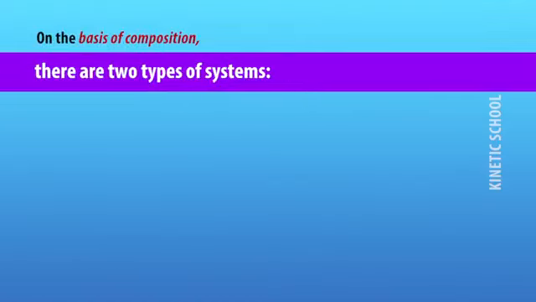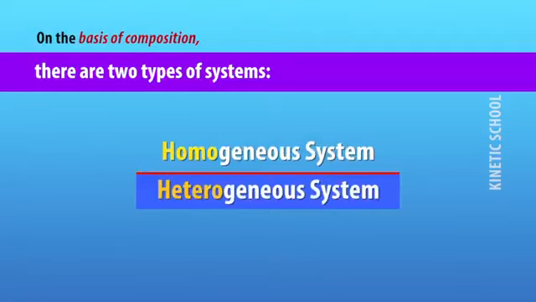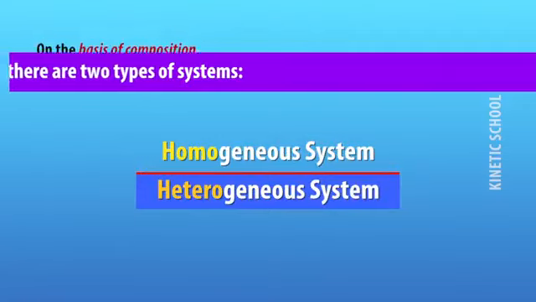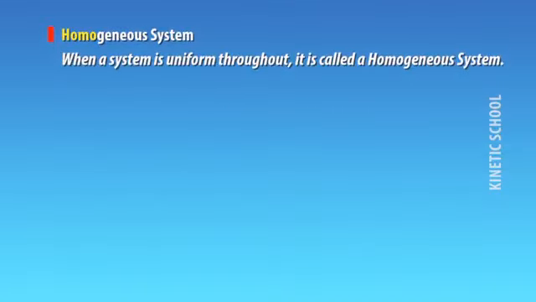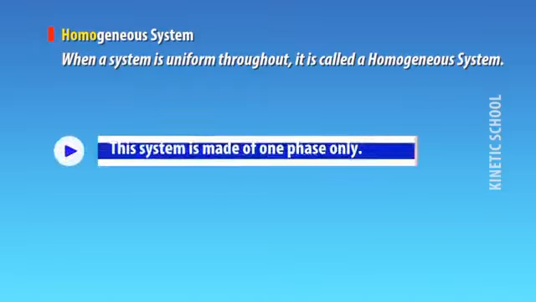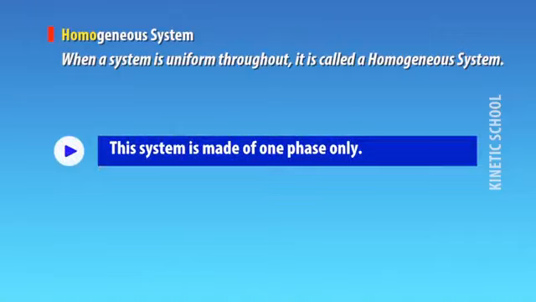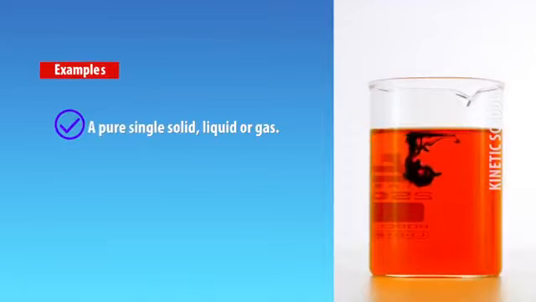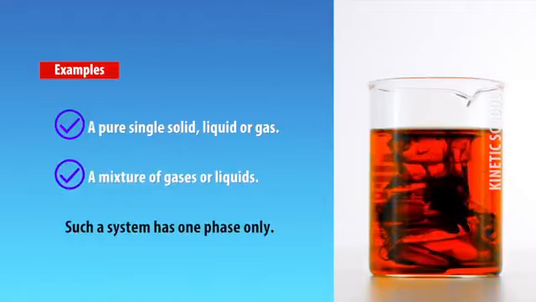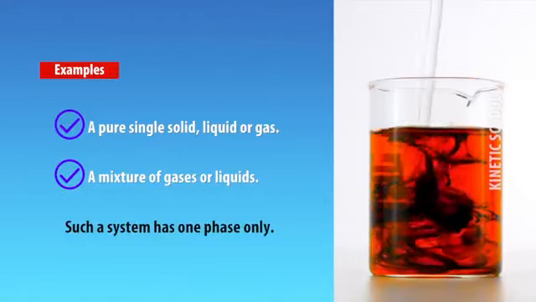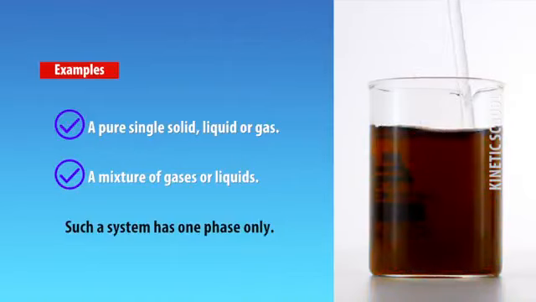On the basis of composition, there are two types of systems: homogeneous system and heterogeneous system. Homogeneous system. When a system is uniform throughout, it is called a homogeneous system. This system is made of one phase only. Examples: a pure single solid, liquid, or gas, or a mixture of gases or liquids. Such a system has one phase only.